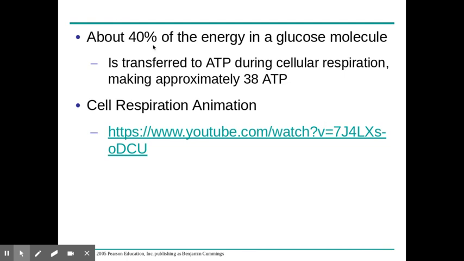Now, about 40% of the energy in a glucose molecule is transferred to ATP during cellular respiration. That makes approximately 38. On average, it's usually between 34 and 38, which is kind of complicated to explain. But again, it's usually between 34 and 38 ATP.